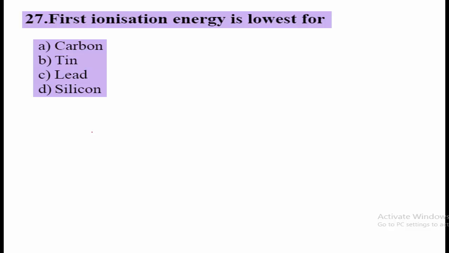Next, moving to the second question, that is the 27th. First ionization energy is lowest for carbon, tin, lead, silicon. Here these are all elements of the same group, and among these the ionization energy is lowest for which one? As you know, as we move down the group, the ionization energy decreases.